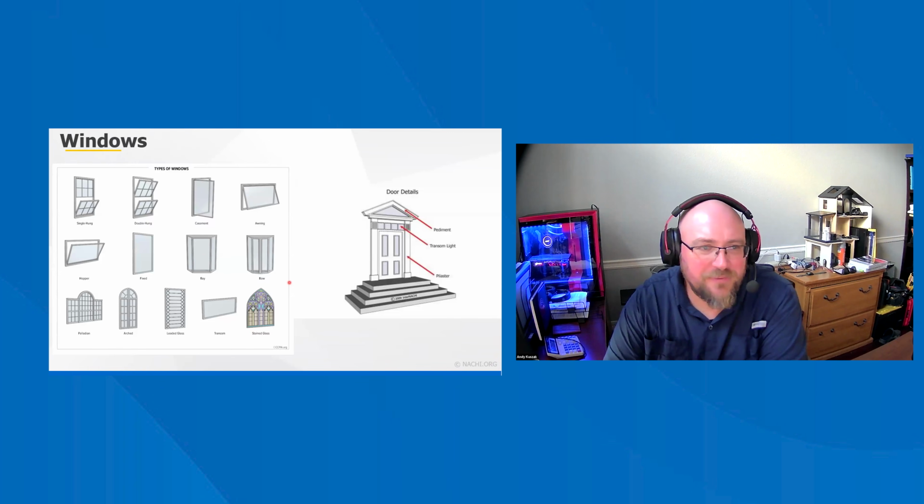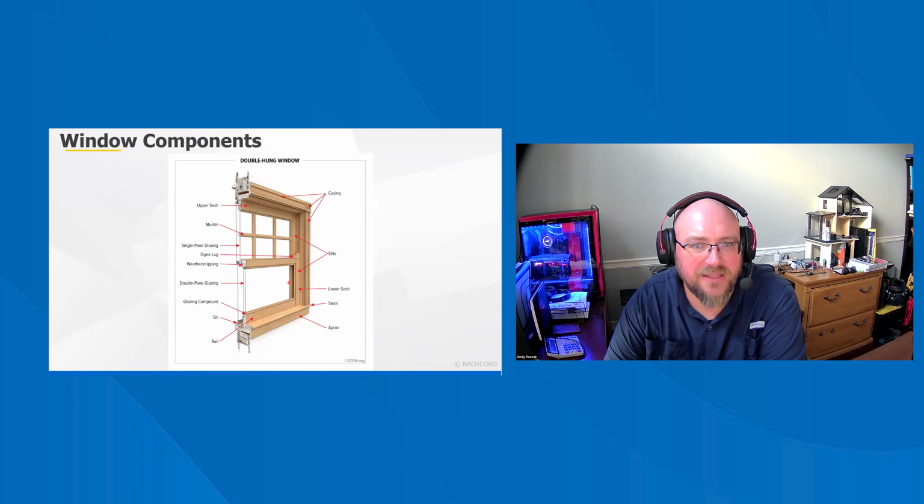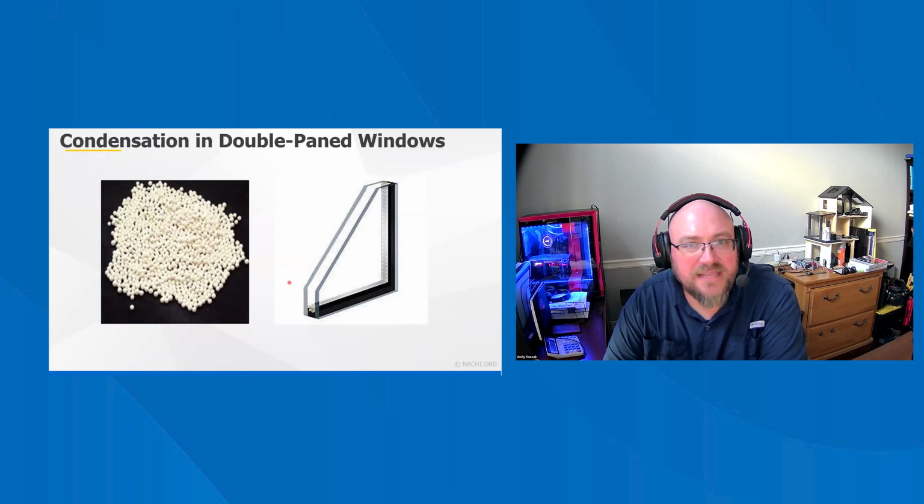Windows. This is just describing the different types of windows and what they all do. We'll just kind of skip through that. Here's the different components of a window system. Pretty standard stuff. Condensation inside double pane windows.